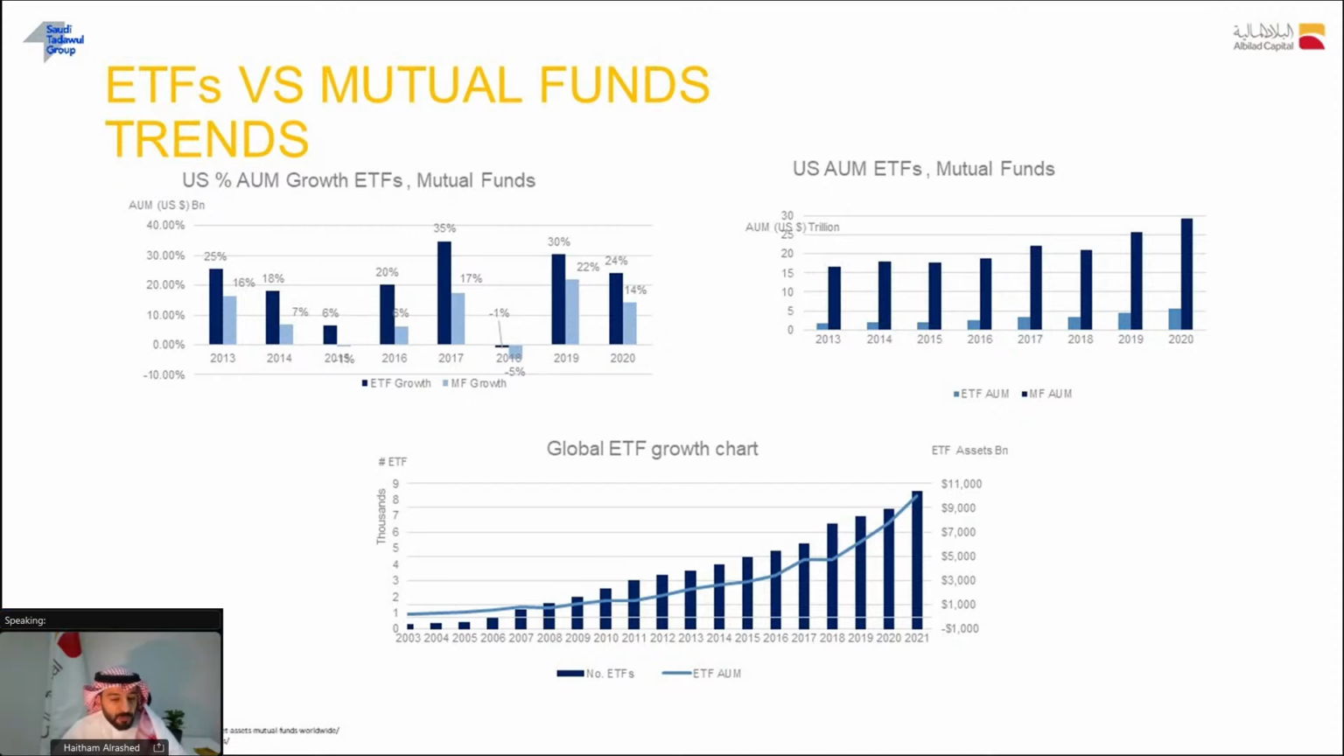On the graph on the bottom, it shows the number of ETFs globally and global ETF AUM growth. It shows that most of the AUM in ETFs is listed in the US market, which is very reasonable due to it being the largest market in the world.